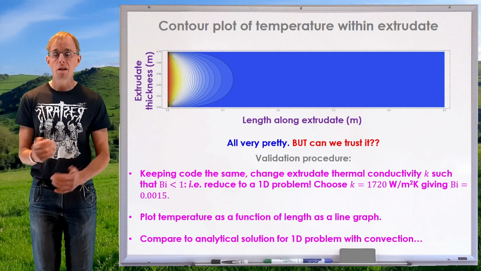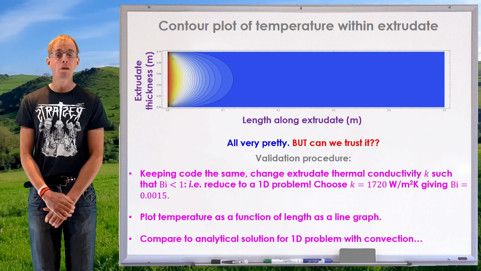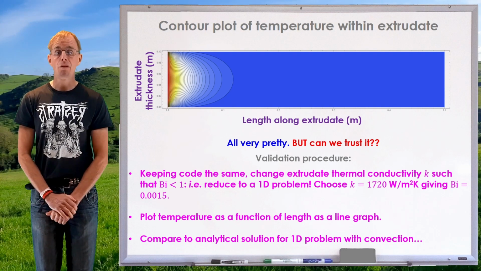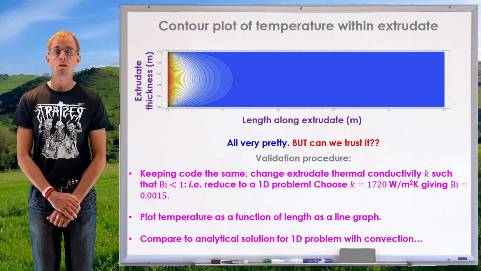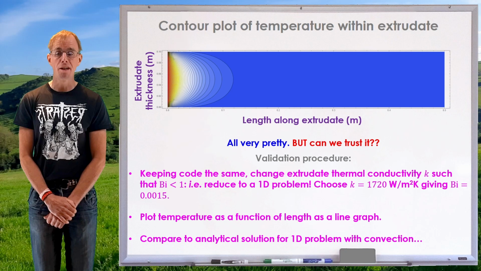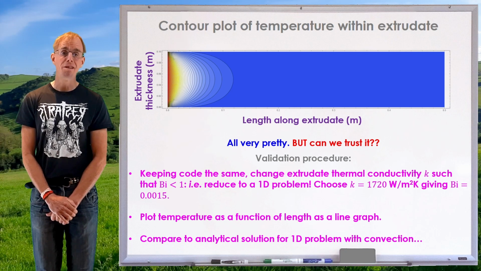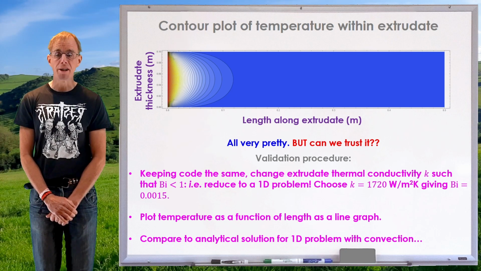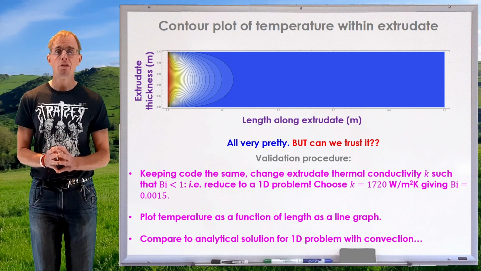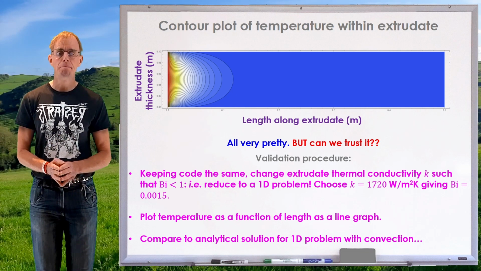So arbitrarily, I'm going to multiply my thermal conductivity by a factor of 100. No, a factor of 1,000. So I'm going to choose my thermal conductivity as being 1,720 watts per meter Kelvin, which gives me an incredibly tiny Biot number. Fine. So with that very small Biot number, I would expect a 1D problem.